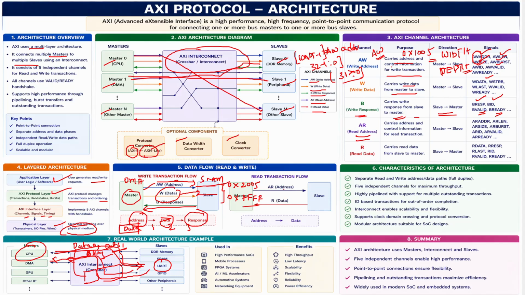And then read transaction, we are keeping the address only. And then data. So during the data only we are receiving the response channel. So there is no separate response channel for the read transaction flow. Why is it not there? See, this is reading the data, right? So based on that reading data, it is sending that response also. Along with the read data, the response is also sent by the slave. So that is why there is no separate response channel in the AXI protocol.